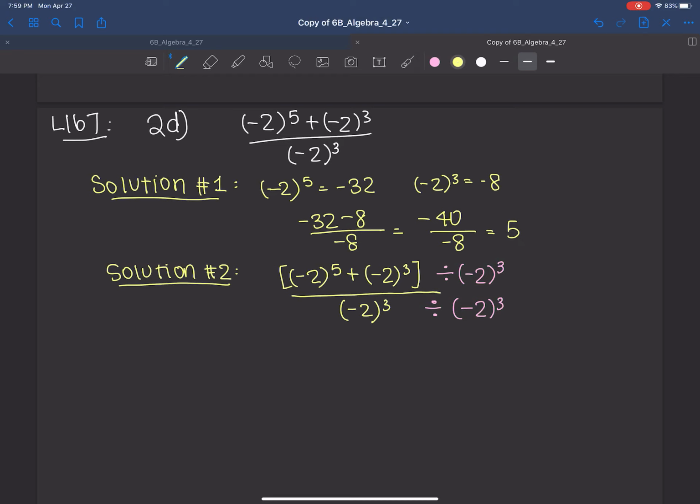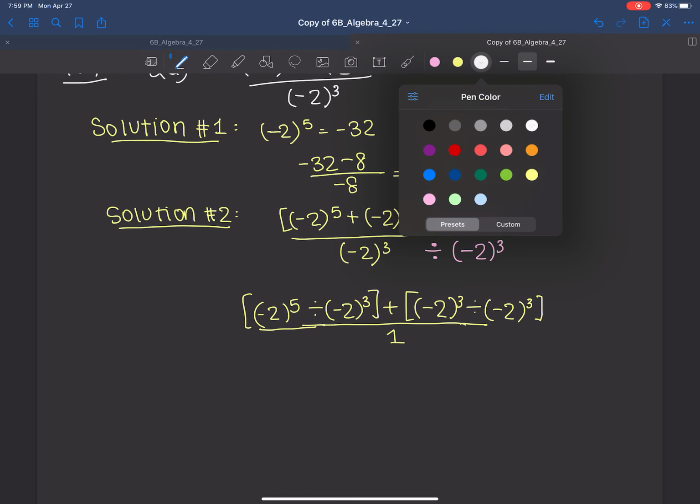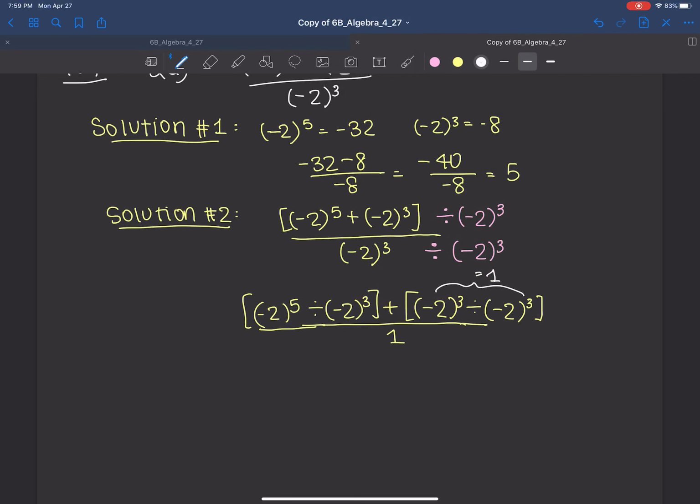Okay, so what happens when we divide? Well, the denominator is easy. It becomes 1. I'm really happy about that. But the numerator, actually, I'm going to use the distributive property of division and distribute that divide by minus 2 cubed operation. So now I have minus 2 to the 5th divided by minus 2 cubed plus minus 2 cubed divided by minus 2 cubed. Okay? Well, this part is easy. We saw that in the denominator. This is equal to 1.